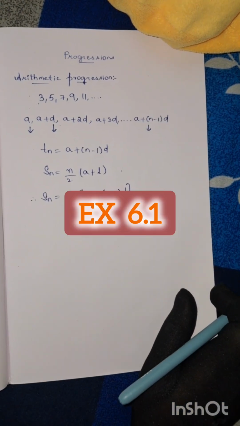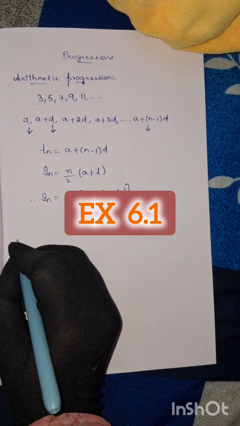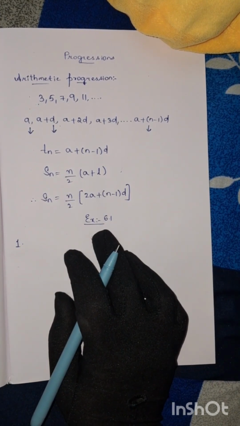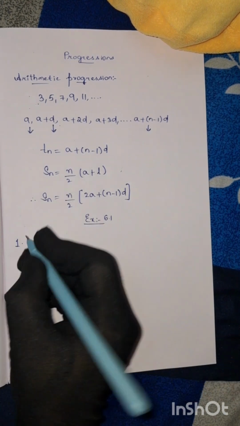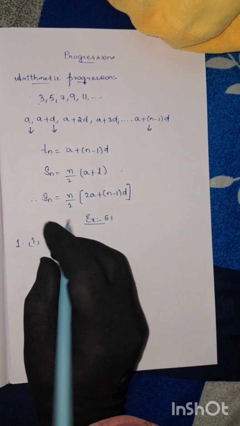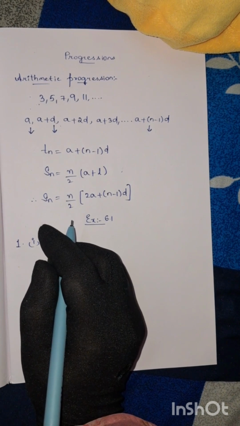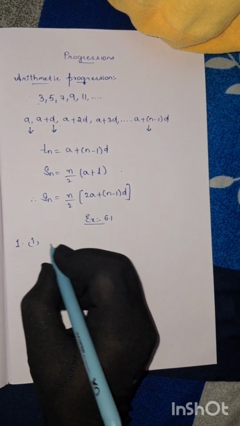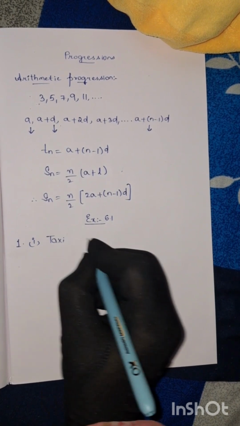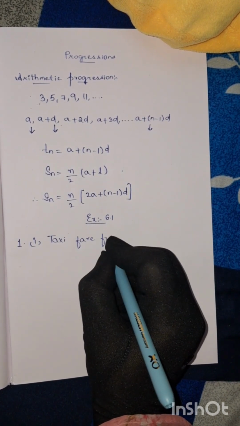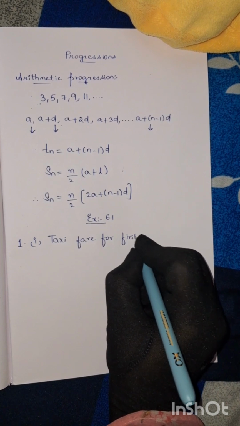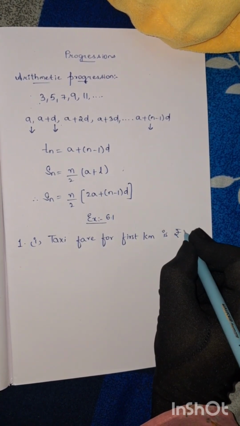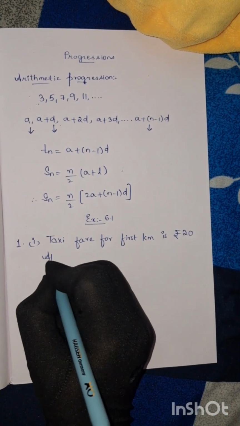Now we are starting exercise 6.1. Your first question is: in which of the following situations does the list of numbers involved form an arithmetic progression, and why? The first one is: the minimum taxi fare is 20 rupees for the first kilometer, then 8 rupees for each additional kilometer. First we write the taxi fare for the first kilometer. What is the fare of the taxi? 20 rupees.